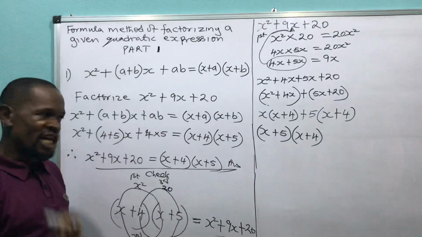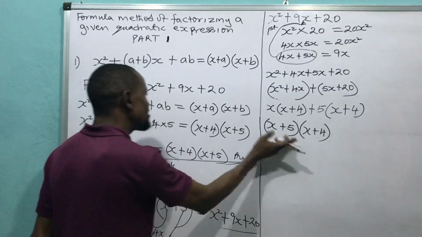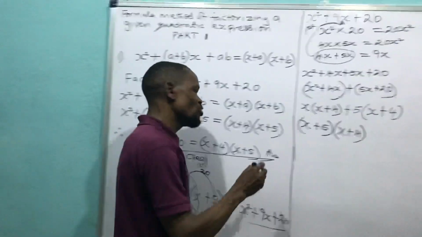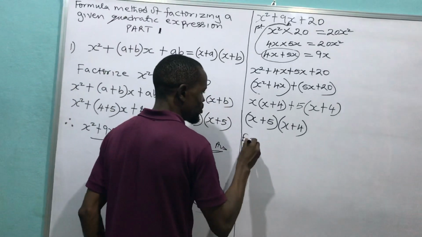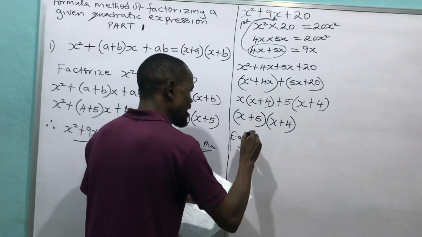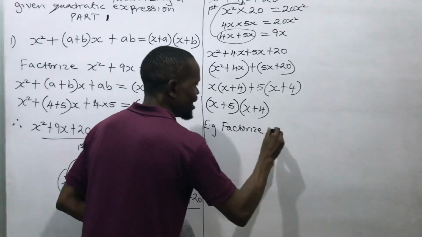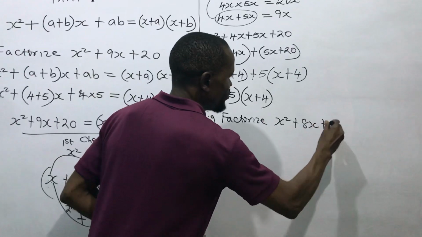Using what? General formula. I have used the general formula to factorize it. I have used my formula method. So let's just look at another example. Example: factorize x squared plus 8x plus 15.